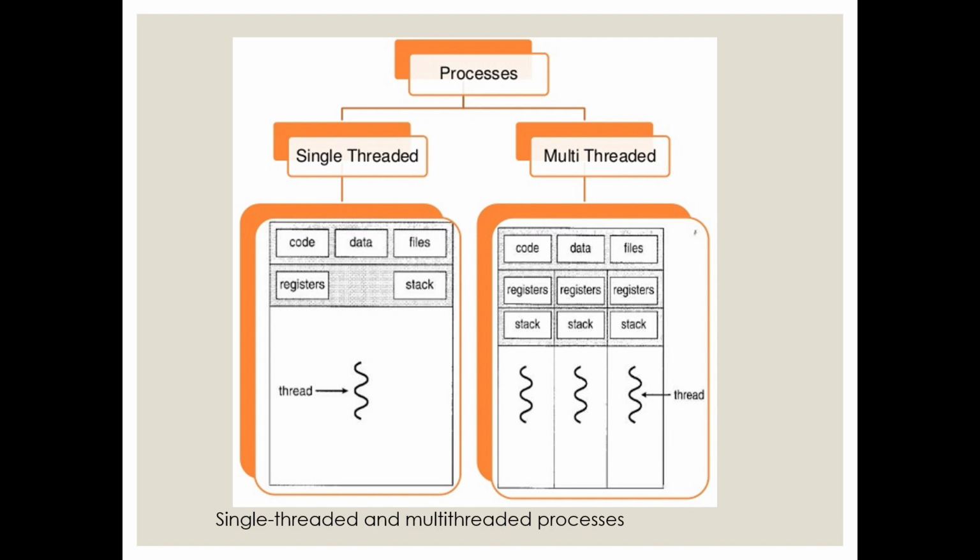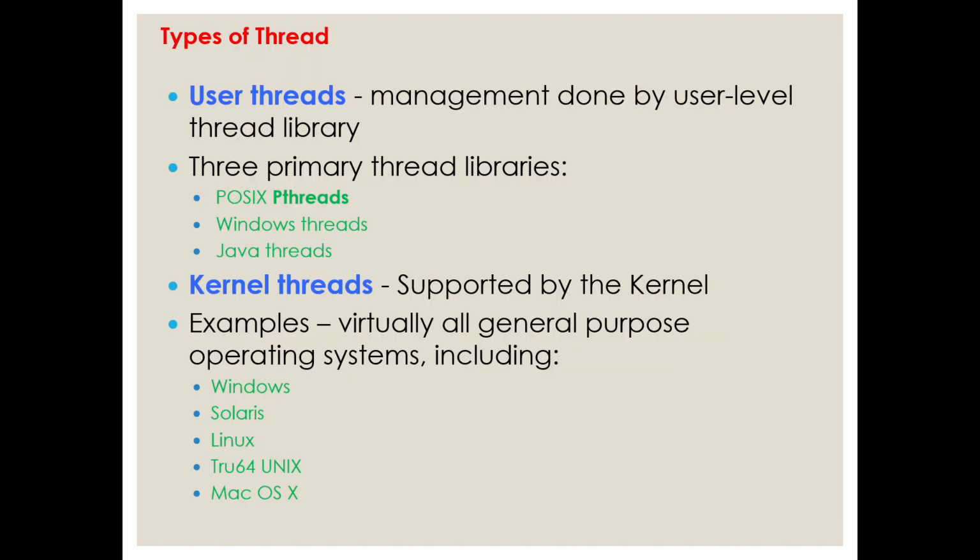Threads have two types: single thread and multiple thread. The single thread is shown in the diagram on the left and the multiple threads on the right side. The code, data files, registers and stacks are the same for both of them. The left side contains only a single thread and the multiple side contains three threads. So it works like multiple processors, while the single thread works with only one processor.